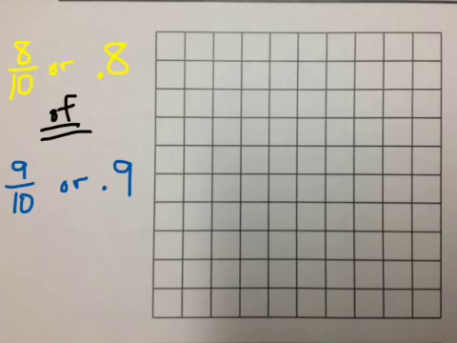See if you can color this next one correctly and find the correct answer on your own. See if you can draw this correctly. 8/10 of 9/10. So we have 9/10, and then we're taking 8/10 of that existing 9/10. See if you can draw that out and figure out your answer, and then you can check back with me. Press pause now.